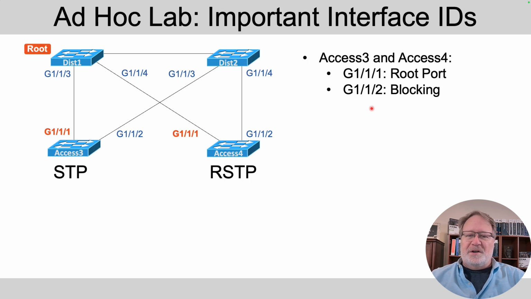So let me give you a little more detail about what's going on there. Via the pre-configuration, dist1 is going to be the root switch. And on both of those 2 access switches, gig 1/1/1 is going to be the root port on each of those. And gig 1/1/2 is going to end up in a blocking state. It'll have no role from an STP perspective over here, and it'll be an alternate port from an RSTP perspective, and that's why convergence will happen faster over here on access 4.